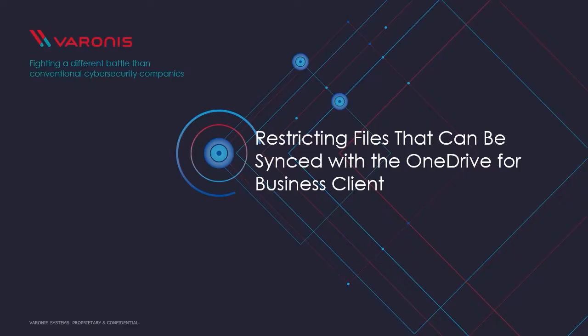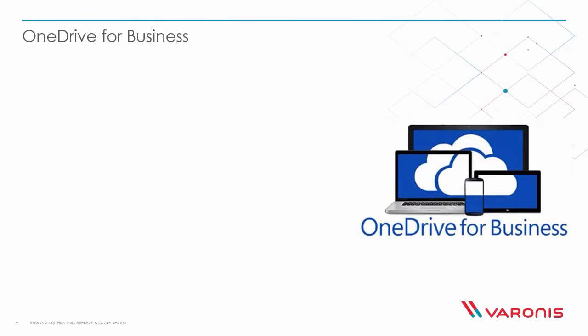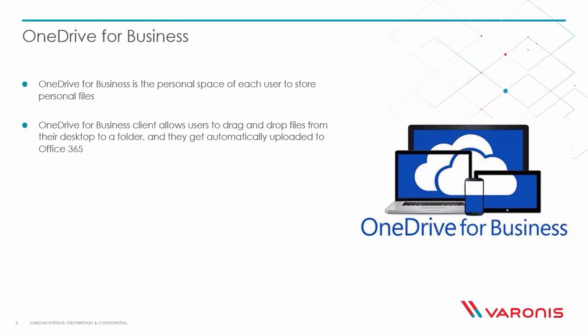In this module, we'll learn how to restrict file types that can be synced with the OneDrive for Business client. First of all, what is OneDrive for Business? OneDrive for Business is the personal space of each user where they can store personal files. Users can access OneDrive for Business via the online user interface with their browser or with the OneDrive for Business client. The OneDrive for Business client allows users to drag and drop files from their desktop to a folder, and they get automatically uploaded to Office 365.